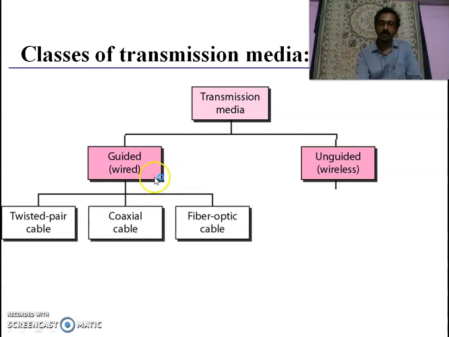we have three types of cables. One is the twisted pair cable, one is the coaxial cable, one is the fiber optic cable. So in unguided or wireless we use free space. In free space we use different waves like radio waves, microwaves and infrared waves. So this is the tree diagram for transmission media.